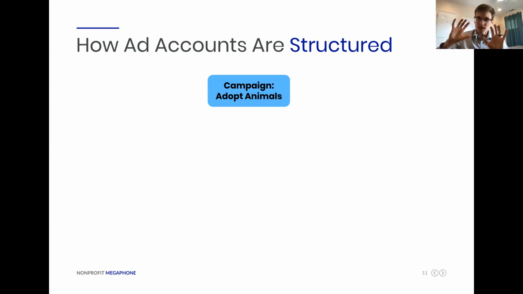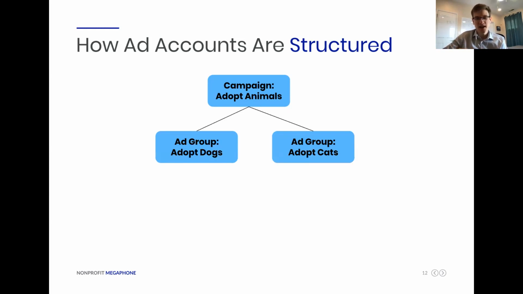And each campaign is essentially a thematic grouping of related ads that are all sort of aligned with the same big topic, in this case, adoption. So we have our campaign, Adopt Animals. We will then have ad groups.